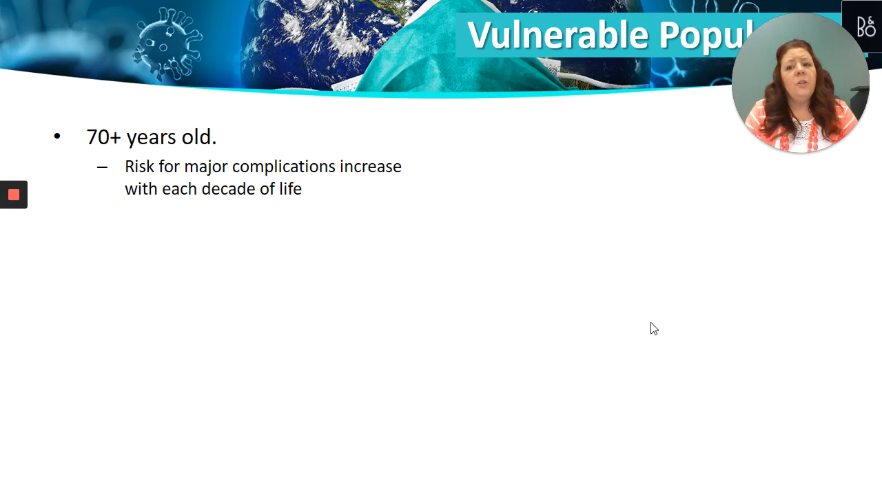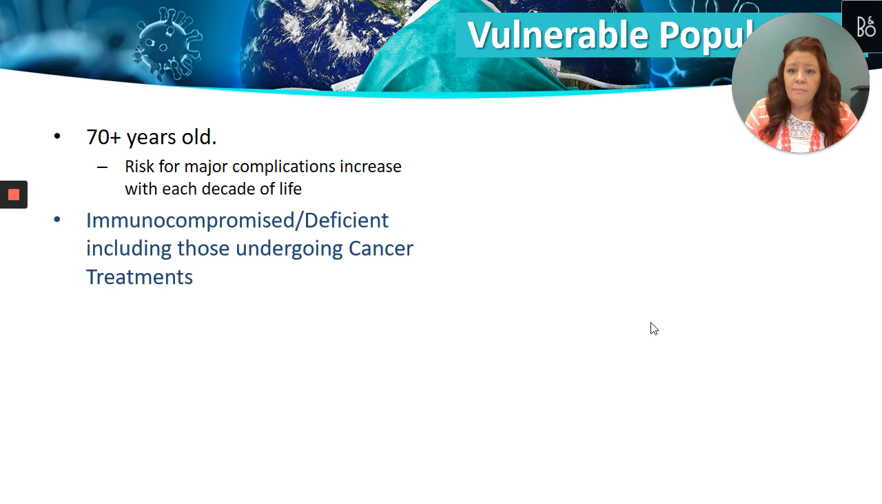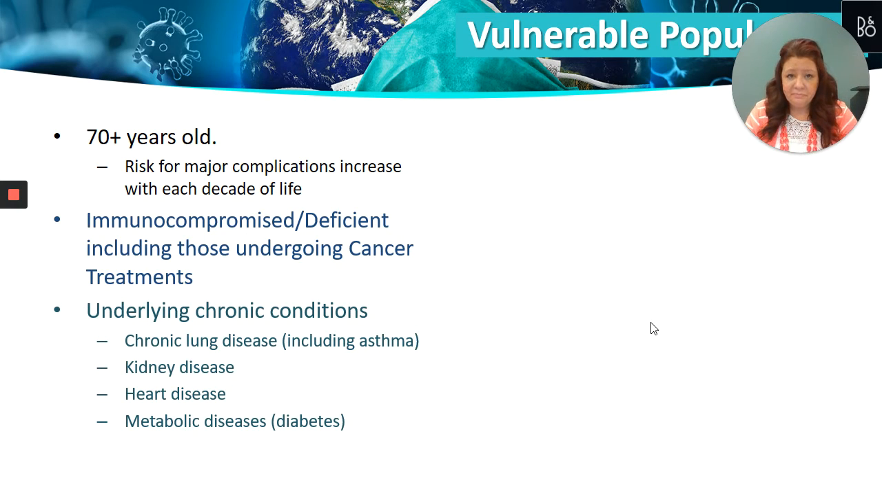So who are our vulnerable populations? Who are the people that we need to be most concerned for being very ill from the coronavirus? Those that are 70 years or older; unfortunately, their risk for major complications from the virus increases with each decade of life. And those patients that are immunocompromised or immunodeficient, including those folks that are undergoing cancer treatments, because unfortunately most cancer treatments, a lot of the chemotherapy, radiation, those types of things, are decreasing your immunity. So they are a vulnerable population. And also we have to consider our patients that potentially have any underlying chronic conditions.